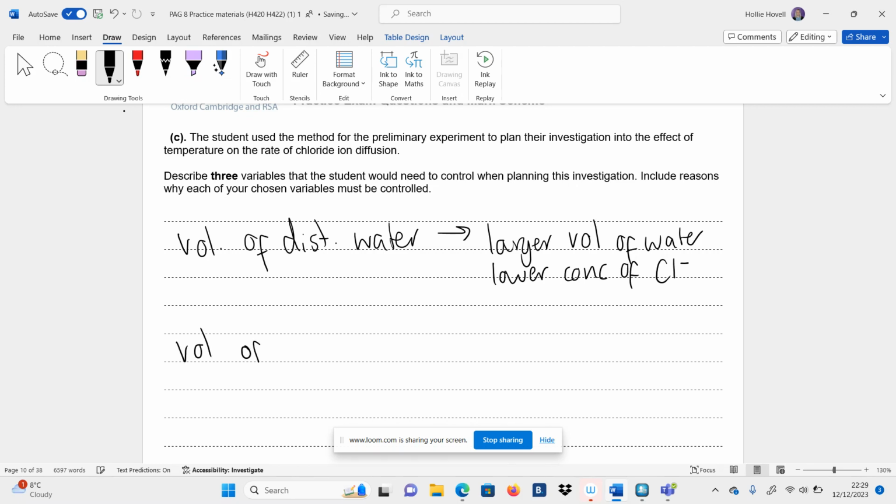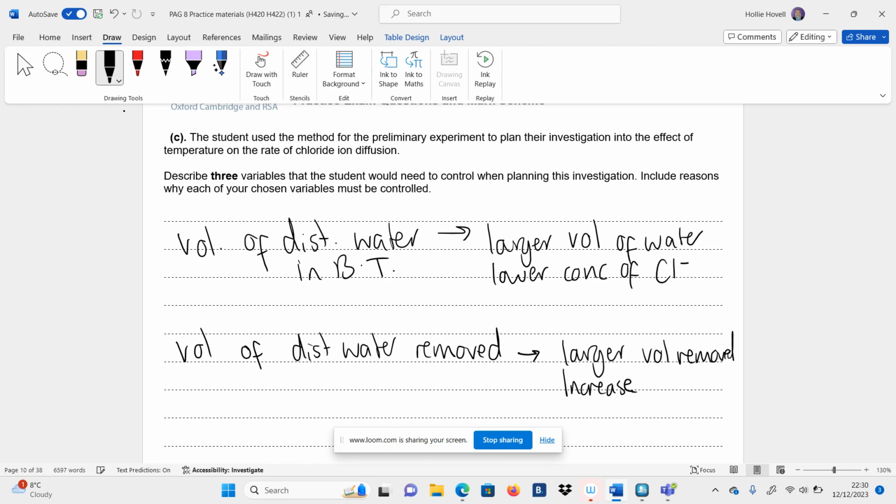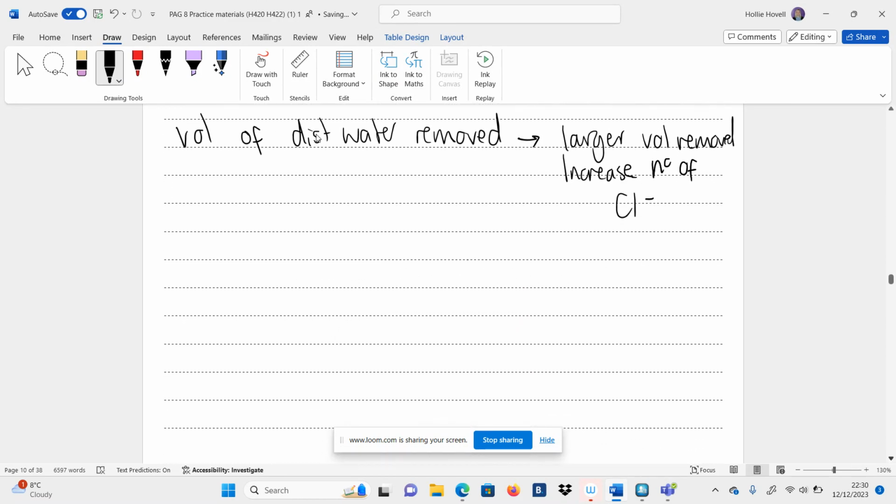We should have controlled the volume of distilled water removed in the boiling tube. Why? Because a larger volume removed will increase the number of chloride ions, or increase the precipitate formed, or increase the absorbance. We could have talked about the time. So we should have left it for the same amount of time in the water bath.